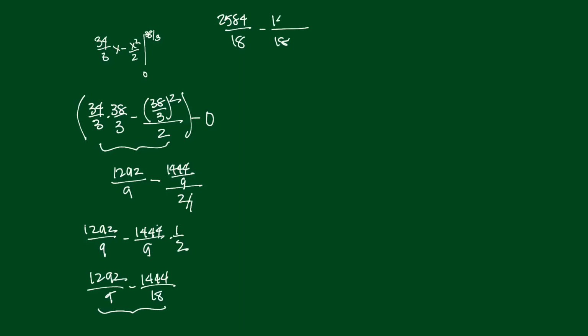2584 minus 1444. That gives us 1140 over 18, and if I divide that by 18, I'm getting 63, and to 2 decimals, 33. All right, so there is the producer's surplus.